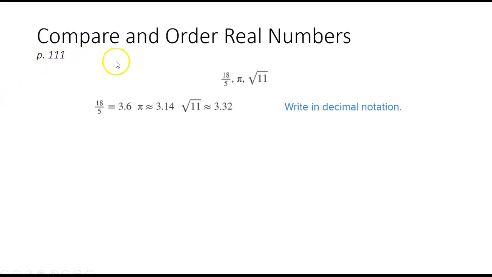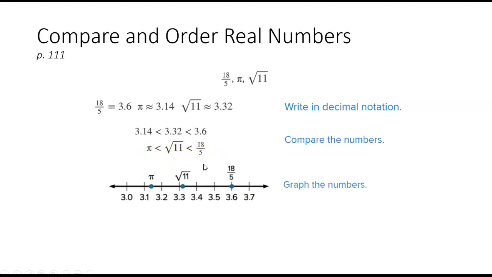So you can follow along on page 111. There are some blanks for you to fill in for this one. And so 18/5 as a decimal is 3.6. Pi is approximately, remember we used this symbol yesterday, approximately 3.14, and the square root of 11 is approximately 3.32. So then once they're in decimal form, we can compare them. 3.14 is less than 3.32 is less than 3.6, and we could put them back in their original form, pi, square root of 11, and 18/5.